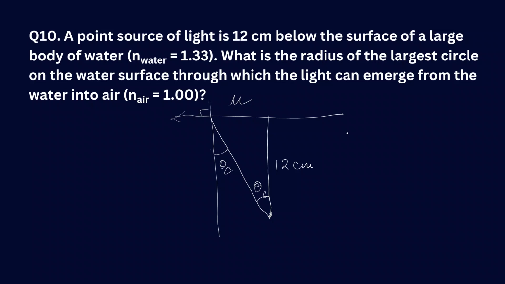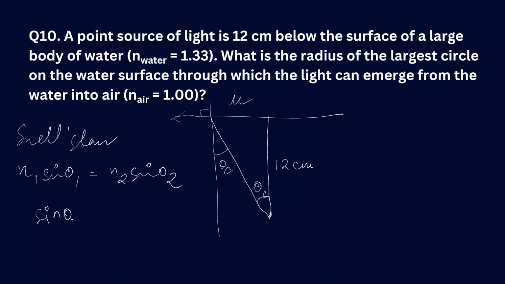So Snell's law. We have n1 sine theta 1 equal to n2 sine theta 2. Here n1 is water. So sine theta critical is equal to n2 by n1, and sine theta 2 will be 1 because it is sine 90 degree. So this will be 1 by 1.33, which is 0.757.